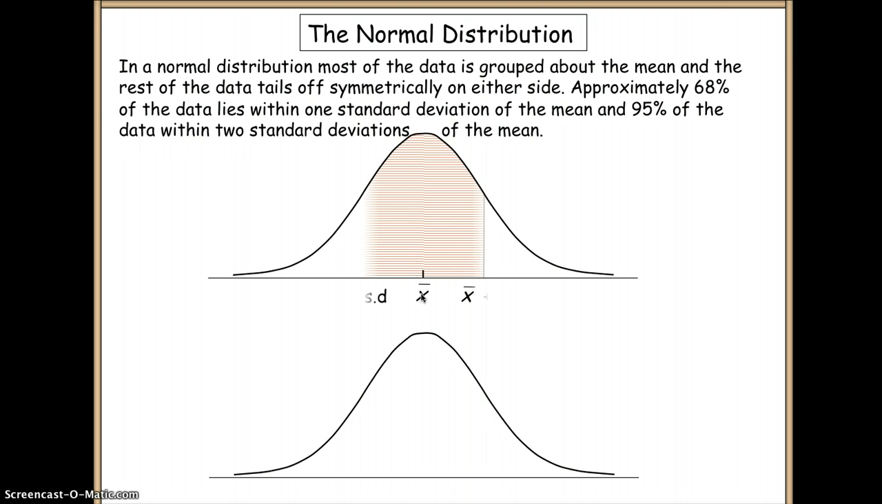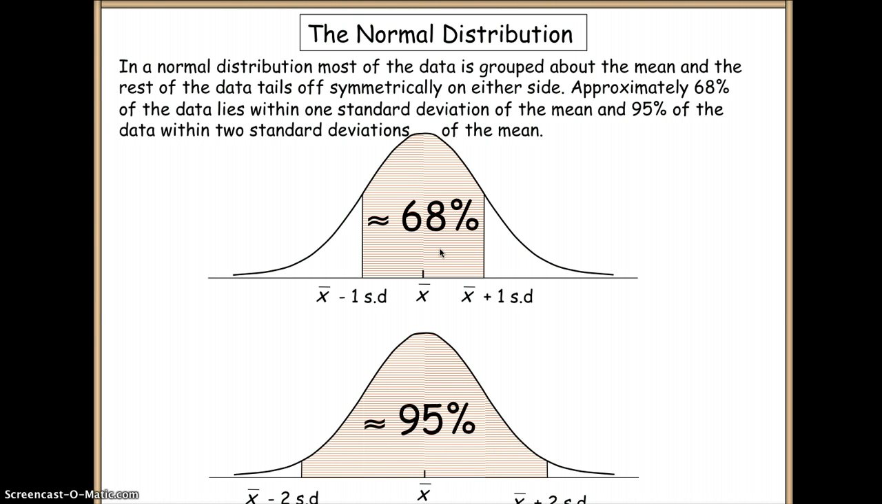Now, from the mean and within one standard deviation, so the mean plus one standard deviation and the mean minus one standard deviation, that area represents 68% of your data set. Within two standard deviations, your area is bigger, so that represents 95%.